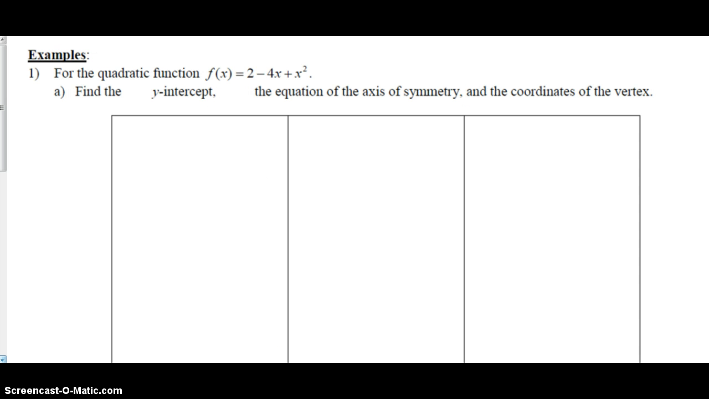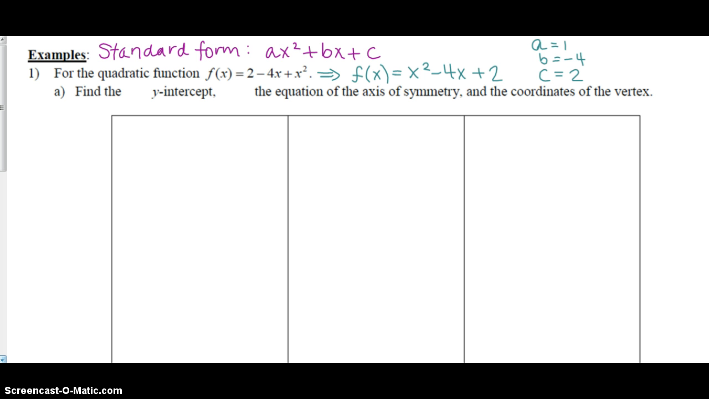We have a quadratic function, f of x is equal to 2 minus 4x plus x squared. Well, it's almost in standard form, but not quite, because we need it to be in the order where it's in decreasing degree. That means the highest power on the left and the smallest power of x on the right. So stop the video now, rearrange it, and then identify what a, b, and c are. Once you've rearranged it so that it looks like it's in standard form, you can identify a, b, and c.